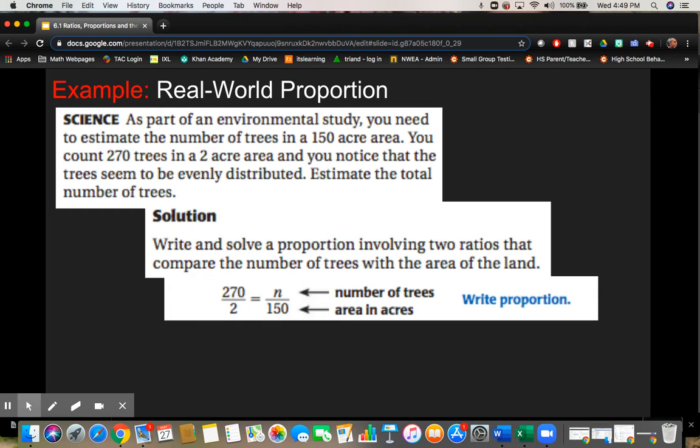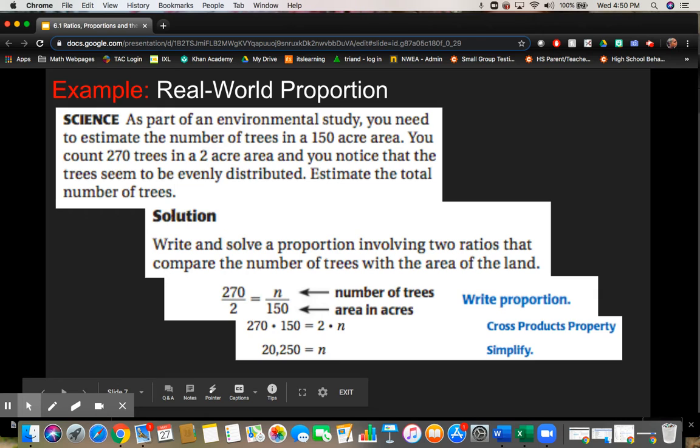Just make sure that if you start with trees in the first fraction on top, your second fraction also has trees on top. And if you have acres in the bottom, stick with acres in the bottom. From here, just solve cross product, multiplying 270 times 150 and setting that equal to 2 times n. And then just a quick solve, just multiply and divide.